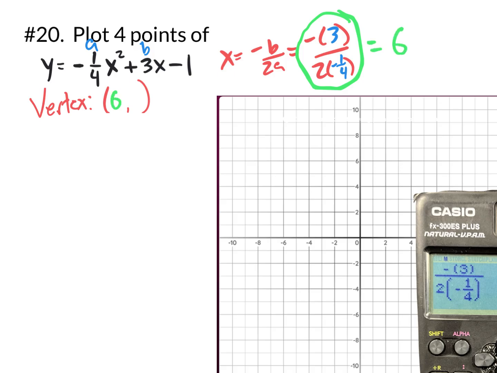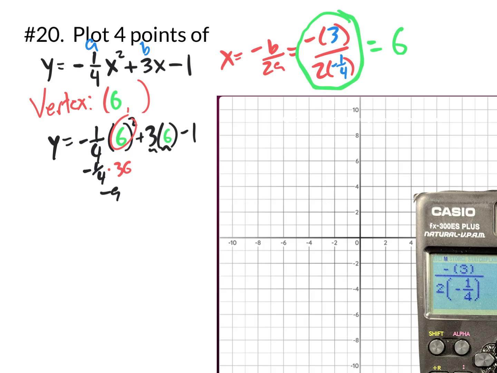And then you plug it in to find your y value. When you plug it in, rewrite your original equation with parentheses, and you plug in that 6 into those parentheses, then you do the math. 6 squared is 36. 36 times negative 1/4 is like saying 36 divided by negative 4. You could use a calculator. That would be a negative 9.